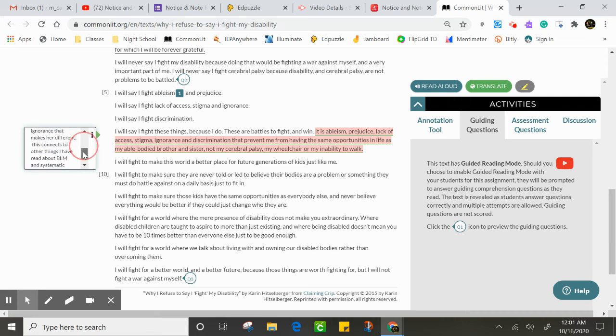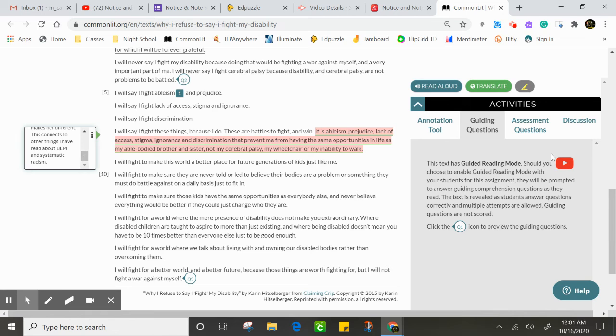So I then made the connection that this connects to other things that I have read about Black Lives Matter and systematic racism. So I'm connecting the concept that she's trying to express to me to something that I am more familiar with. That way I can build a bridge between what I know and what I'm not familiar with. So that way I can begin to become more empathetic and to understand the entire concept a little bit better. That will also help me to do things like answer that final question.